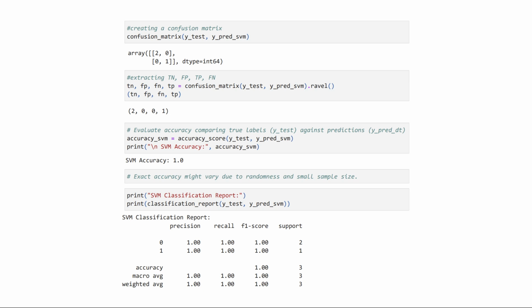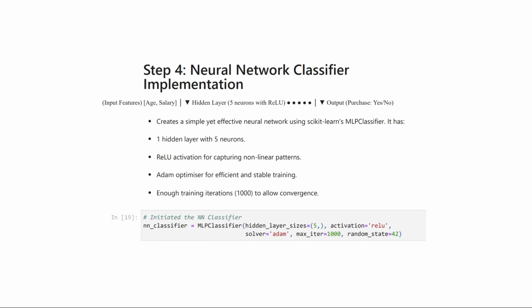The classification report breaks it down even further with precision, recall, and F1 score. Precision is 1.0, that's when the model said someone would purchase, and it was always right, no false positives. Recall is 1.0, meaning the model caught all the actual purchasers, no false negatives. F1 score combines precision and recall, and it's also 1.0, meaning a perfect balance. This is pretty much a perfect model, but keep in mind we only have 3 test samples, so it's a really small test set.